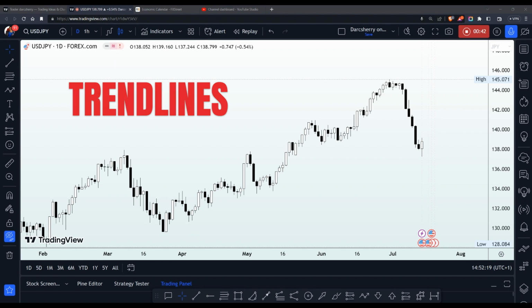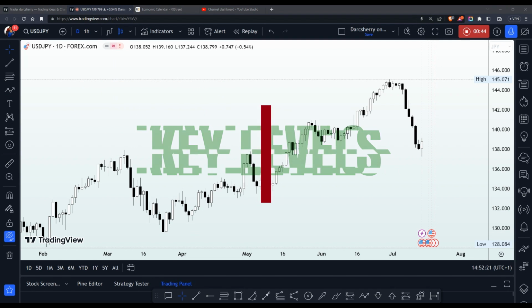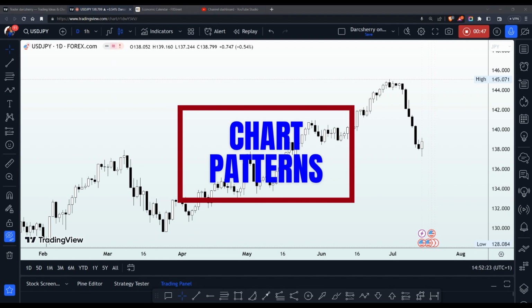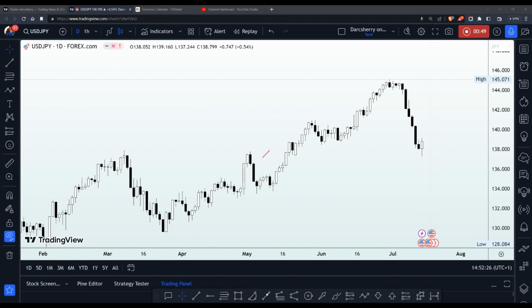Relying on the power of trend lines, key levels, and chart patterns, we shall gain valuable insight into the historical price movement of the USDJPY market using a top down analysis system.